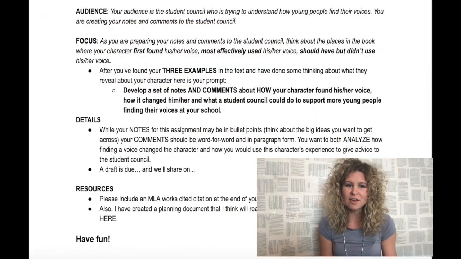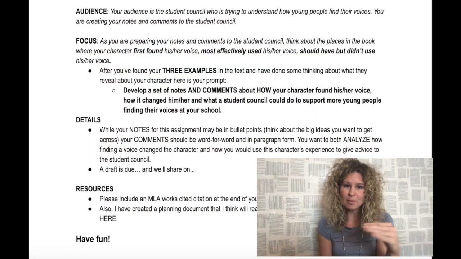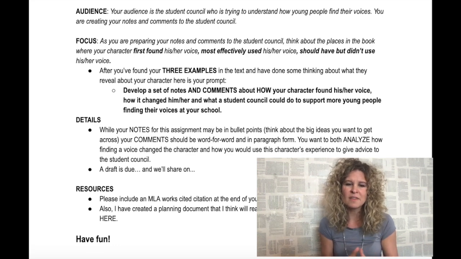So then thinking at the level of focus, I'm giving some more specifics here to try to help students really hone in on this. I'm asking them to find 3 specific examples: when the character first found his or her voice, when that voice was most effectively used, and then a time when they should have but didn't use the voice. And so then they're going to collect those examples. And then I kind of have the writing prompt.